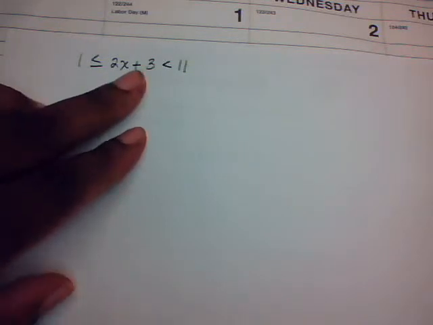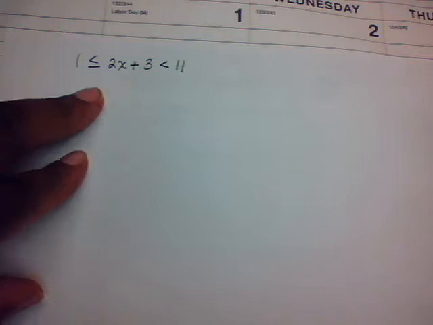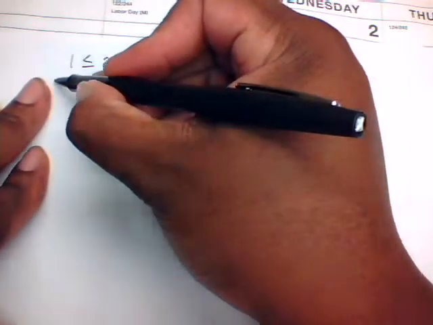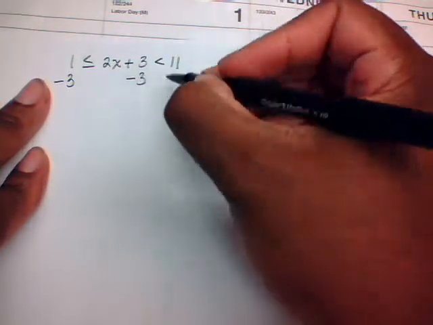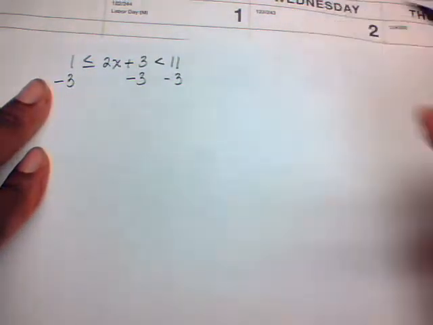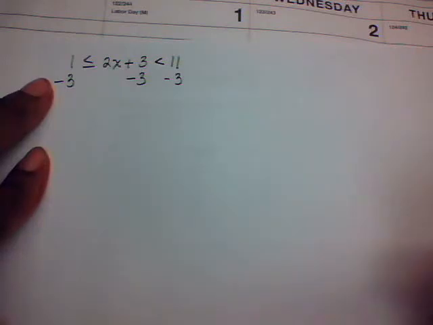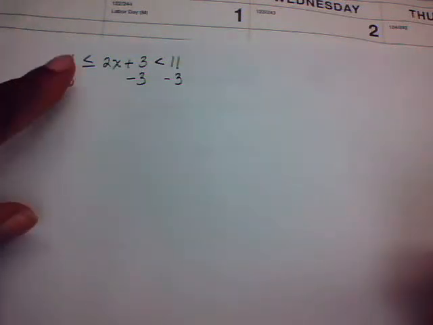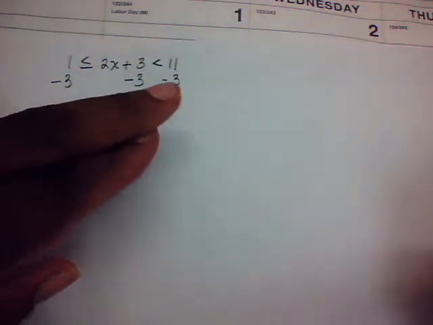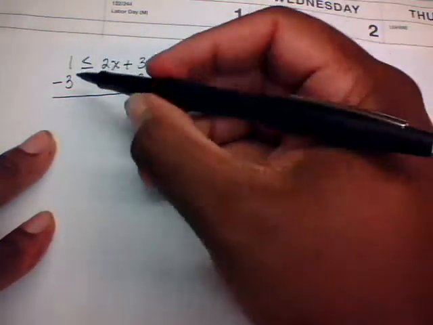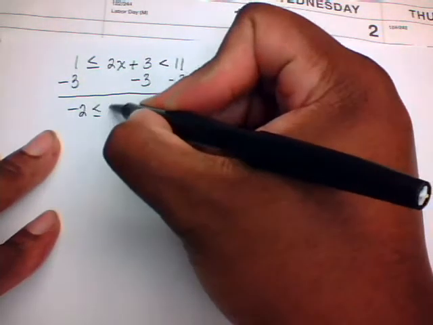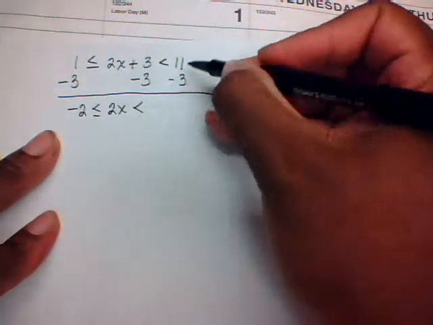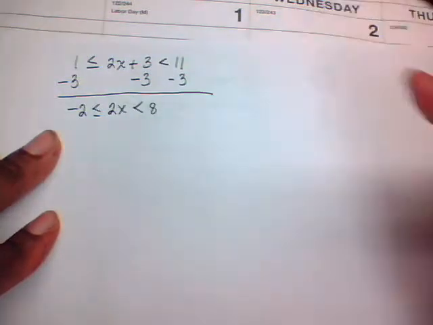Here, the opposite of adding 3 is subtracting 3. So on the left side of this inequality, we're going to subtract 3. In the middle, we're going to subtract 3. And also on the right side, we have to subtract 3. We're subtracting 3 on the left side, in the middle, and on the right side of this compound inequality. So here we're going to have 1 minus 3, that's -2, less than or equal to 2x, less than 11 minus 3, which is 8.